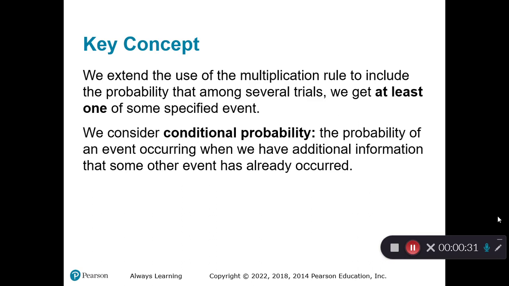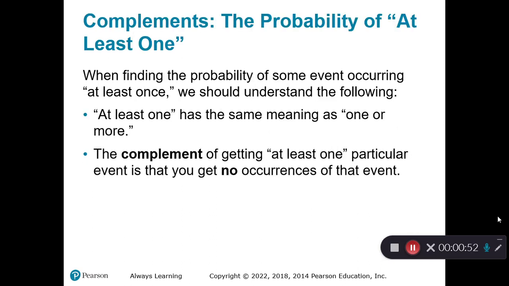So we're going to look at several examples of problems that ask us to find the probability of getting at least one of something. We also consider conditional probabilities, which we introduced earlier. Recall that these are probabilities of an event occurring when we have initial information that some other event has already occurred. Let's start with using the complement rule to compute the probability of at least one.